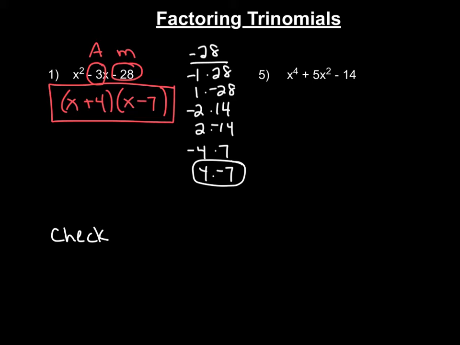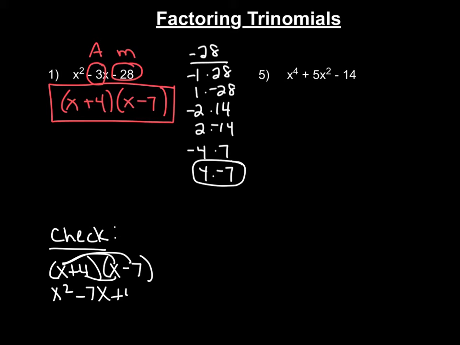Now, if you want to check, it's really easy to check. What you can do is multiply out your two factors. You could double distribute, and that should bring you back to the original problem. So if we double distribute, x times x is x squared, x times negative 7 is negative 7x, 4 times x is 4x, and 4 times negative 7 is negative 28. And if you combine your like terms here in the middle, they combine to give us a negative 3x. So we have x squared minus 3x minus 28, which if you look here was the original problem. So this was factored correctly.